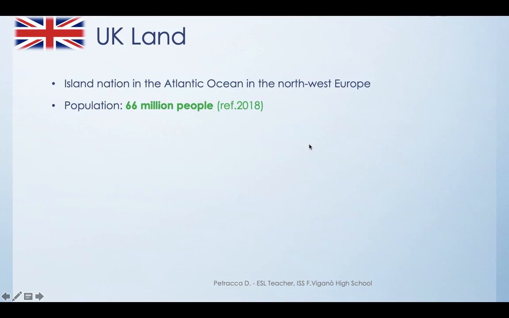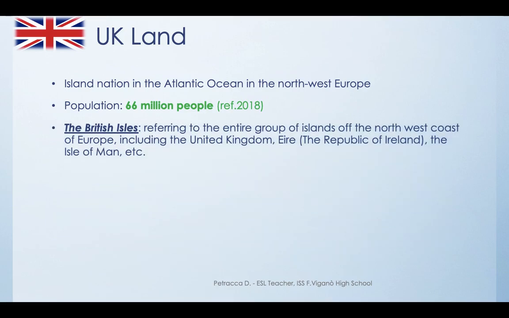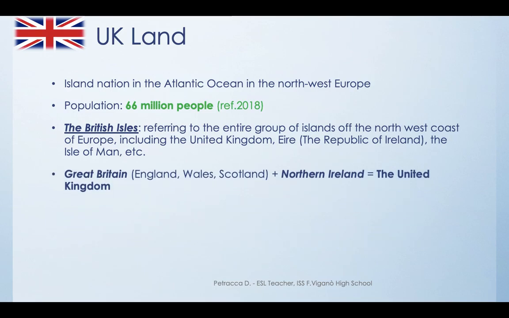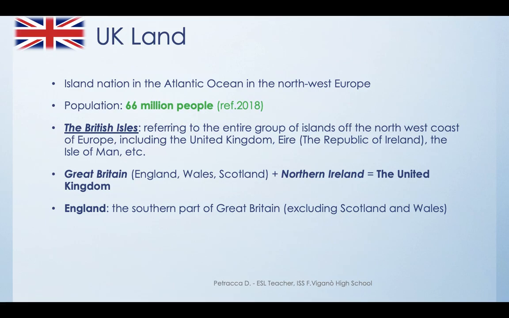The UK is an island nation in the Atlantic Ocean in northwest Europe. The population, referring to 2018, is 66 million people. As we said before, when we use the expression the British Isles, we refer to a group of islands. When we use the expression Great Britain, we refer to England, plus Wales, plus Scotland, plus Northern Ireland. We have the United Kingdom. England is the southern part of Great Britain, excluding Scotland and Wales.